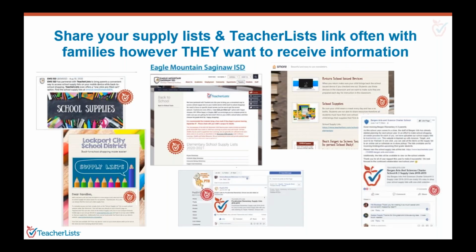And finally, as I had mentioned before, make sure that you share your supply list and your teacher list link often with families, however they want to receive information. We know that you can send something out 25 times, but if someone isn't ready to look at it, it doesn't matter. It's like you never sent it out. It's that 21st time that you send it that they act as if they've never seen it before. Unfortunately, that's just how it works with a lot of folks. Every family absorbs information in a different manner. So make sure that you have that list available in a multitude of different manners so that parents can see it.